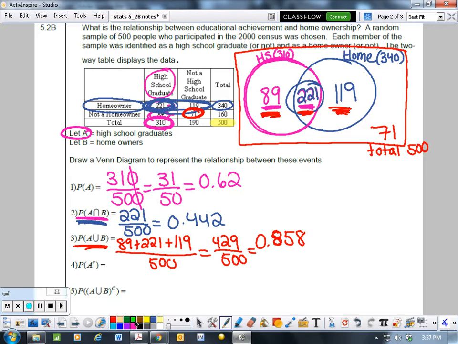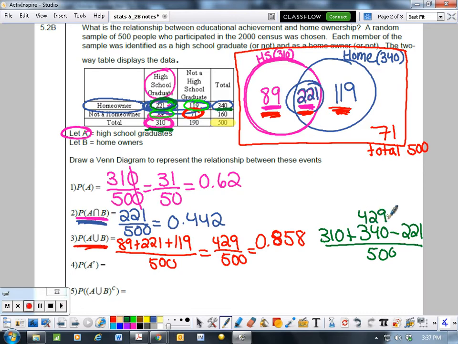Now I do have another option. So in my table, this is what I would have done. I would have added up these three values. Or I can now go ahead and say, okay, here's my total A. Here's my total B. And subtract those that are in both. And I should get the same value. So 310 plus 340 minus 221 gives me that 429.